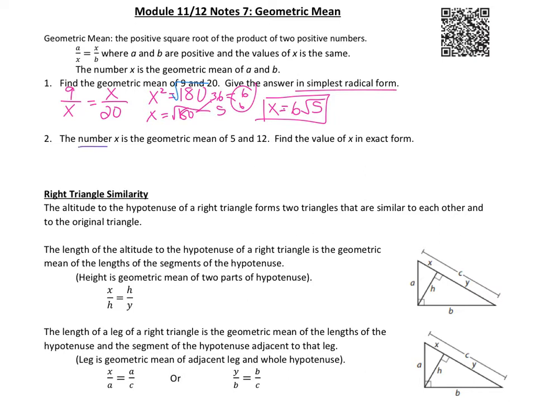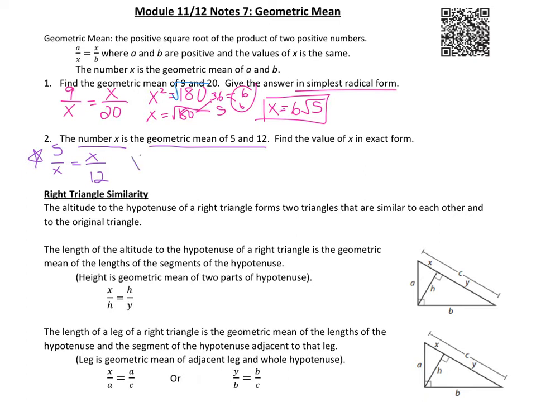Notice this one says the number x is the geometric mean of 5 and 12. That tells us that x is the part that's doubled, and then our 5 and our 12 are the other corners in our proportion. Now I want you to go through and solve this for x.